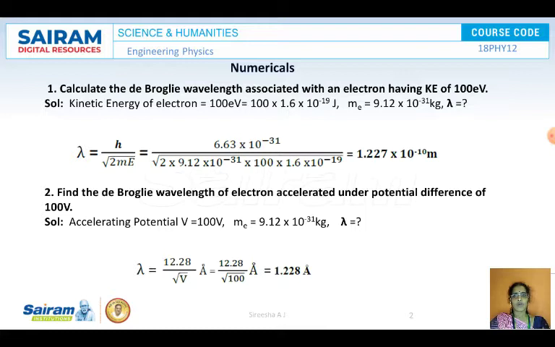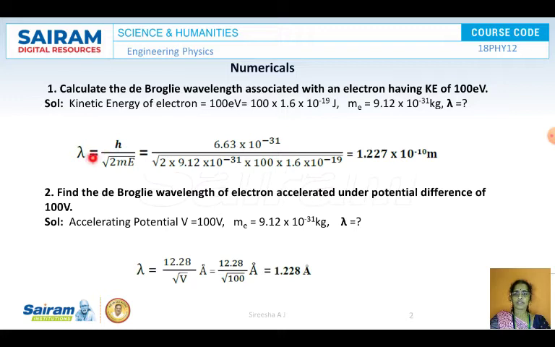Now we have already seen that if the kinetic energy of an electron is given, we have to calculate the wavelength of the electron. So we use lambda is equal to h by root of 2mE. Now what is given here? Kinetic energy is 100 electron volts. Electron volts can be converted into joules by 100 into 1.6 into 10 to the power of minus 19 joules, and me is equal to 9.1 into 10 to the power of minus 31 kg. We know the mass of the electron and we have to calculate the wavelength of the electron.